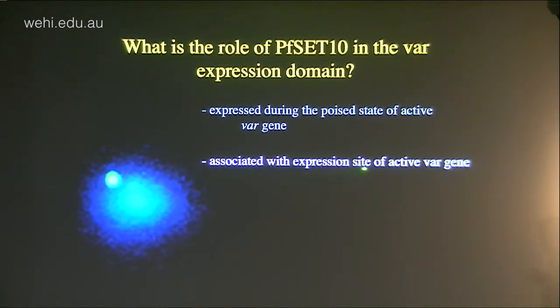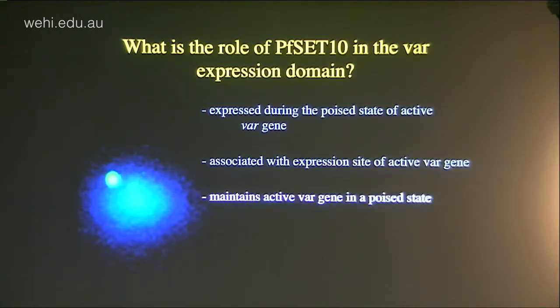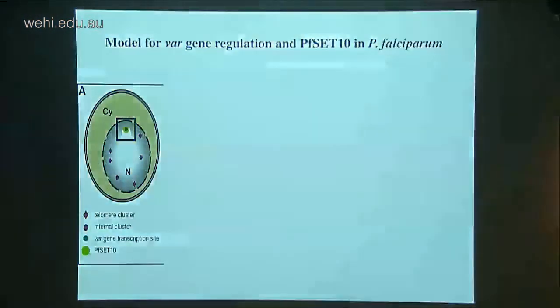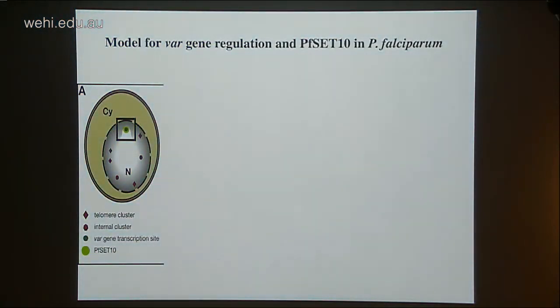It's associated with the expression site of an active VAR gene, so it's localized as a single dot at the nuclear periphery of a nucleus. And it maintains the active VAR gene in a poised state. And it's important for memory, for heritable transmission of essentially that VAR gene activation to the daughter cells, so that they can remember that this VAR gene is the one that was expressed in the next generation. So this is just a bit of a summary, mainly for the regulation of PFSET10, but it does have other aspects which are important.